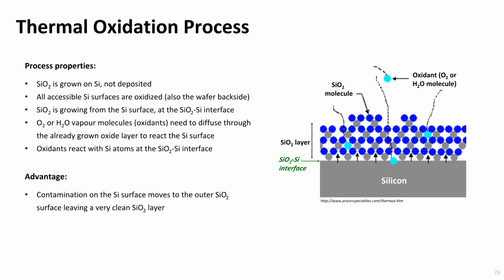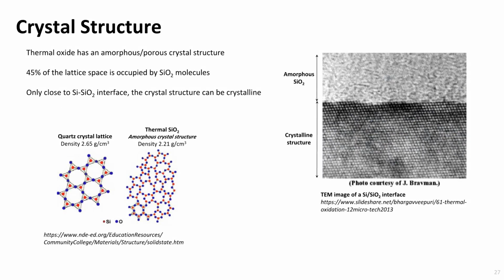The advantage is that any contamination on the silicon wafer will ultimately remain on the surface, leaving the grown silicon oxide layer very clean. Thermal oxide has an amorphous or porous crystal structure, where about 45% of the space is occupied by silicon oxide molecules. Atoms are sitting randomly in the crystal lattice, in opposite to quartz, which has a very well-defined and dense crystal structure. A transmission electron microscopy image can be used to look at the crystal structure of the silicon-silicon oxide interface, as shown in the right-hand image.